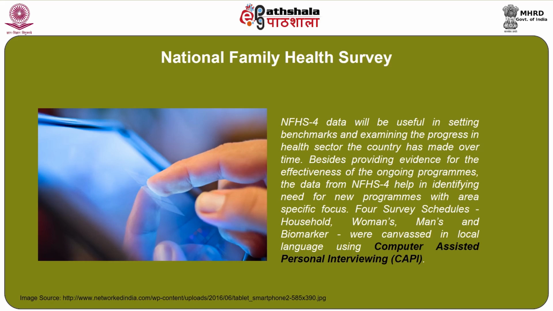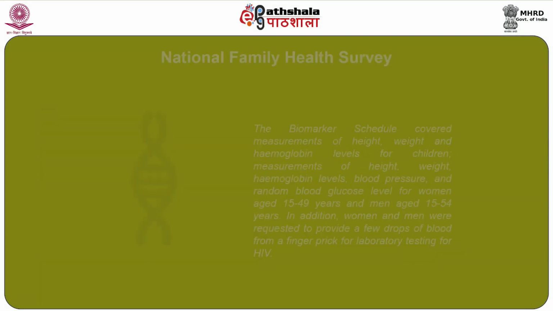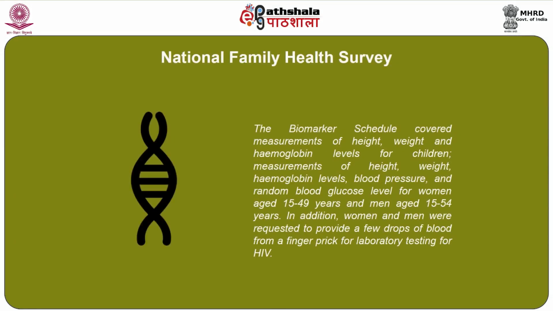Information on the woman's characteristics, marriage, fertility, children's immunizations, childcare, nutrition, contraception, reproductive health, sexual behavior, HIV/AIDS, domestic violence, etc. was canvassed in the woman's schedule. The man's schedule covered the man's characteristics, marriage, his number of children, contraception, fertility preferences, nutrition, sexual behavior, attitudes towards gender roles, HIV, AIDS, etc. The biomarker schedule covered measurements of height, weight, and hemoglobin levels for children, measurements of height, weight, hemoglobin levels, blood pressure, and random blood glucose levels for women aged 15 to 49 years and men aged 15 to 54 years. In addition, women and men were requested to provide a few drops of blood from a finger prick for laboratory testing for HIV.